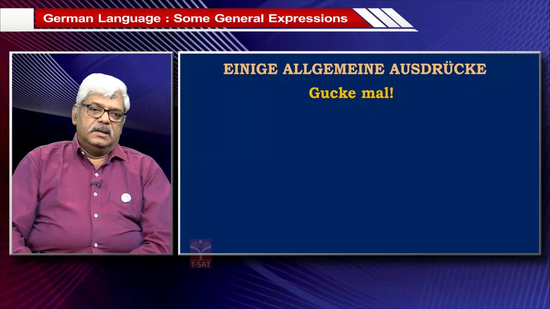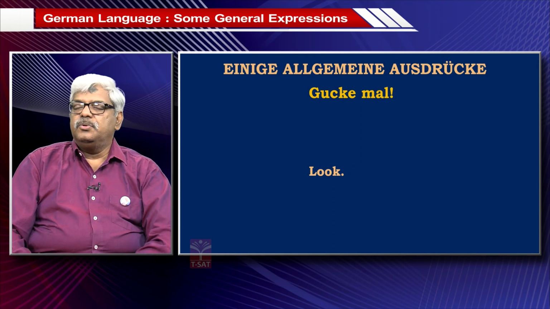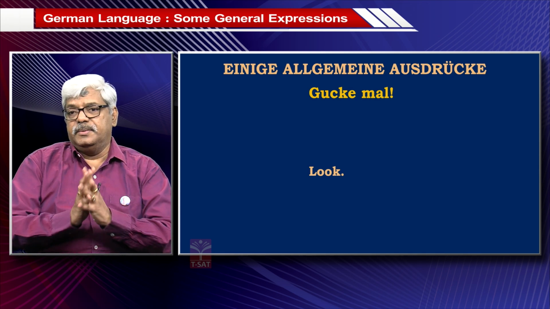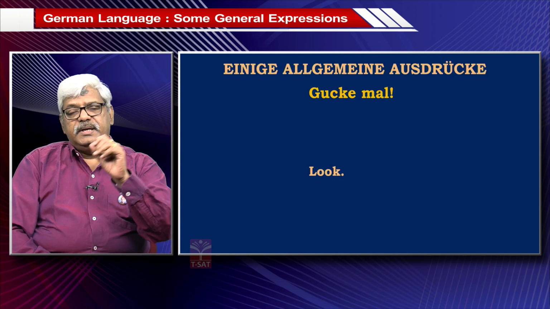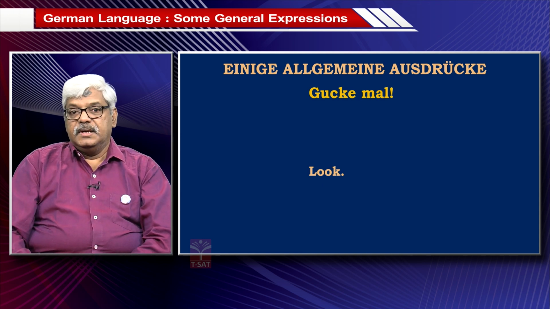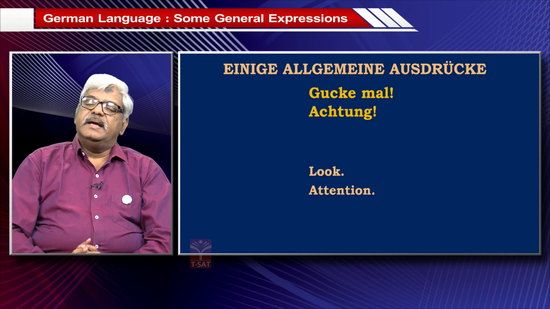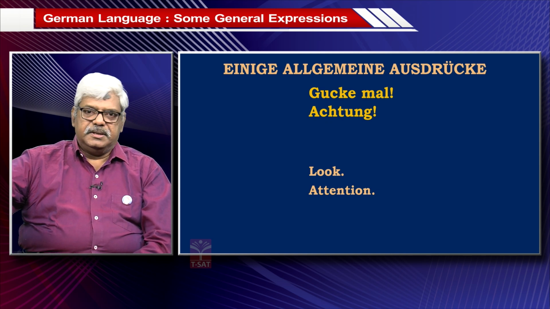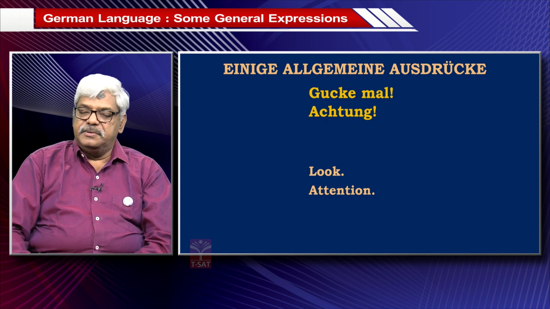Next, gucke mal, meaning look. Say you want to show something and you would point out and say gucke mal. Remember earlier I told you that in German we have formal and informal, two different versions of speech. So this is purely the informal version. Then Achtung, meaning attention. So you want to draw someone's attention or you want to point out that the person needs to be careful. You can use this word Achtung.